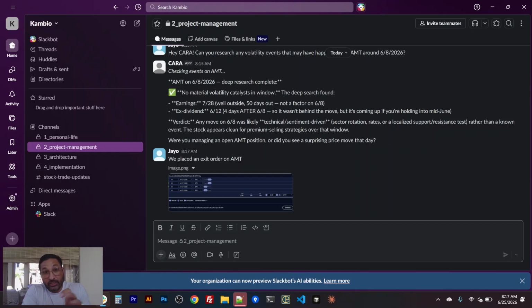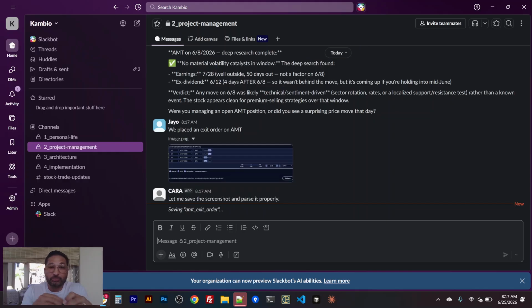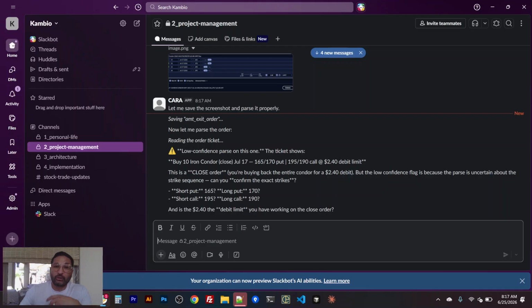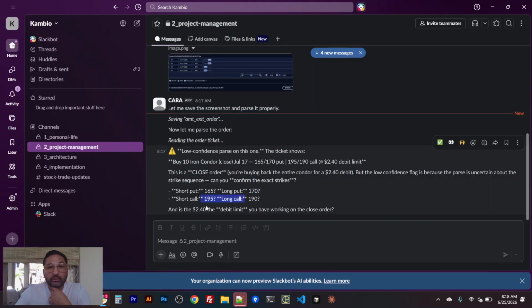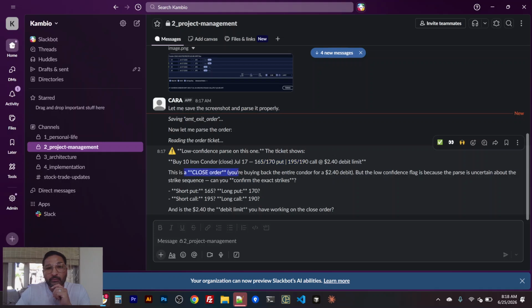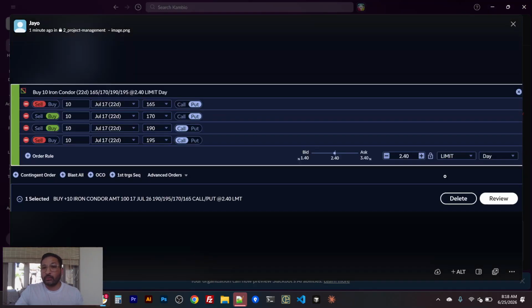So she's got access to our database of trades. When I'm sending these screenshots, she's processing it, saying give me the legs, give me the daily limit, and then comparing that to our existing trade. Let's see, should we do long? Yeah, working on the close order. July 17, low confidence parse on this one. Oh, so she wasn't able to parse the image very well. 240. Yep, that's right.